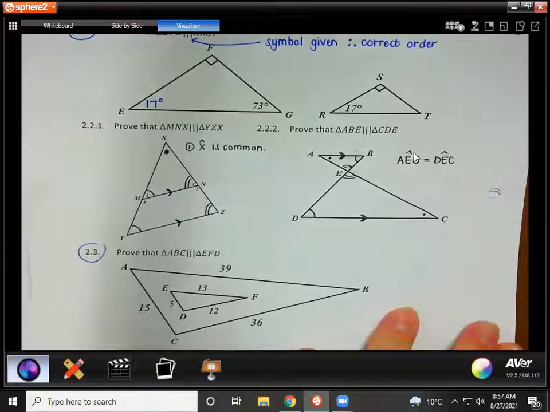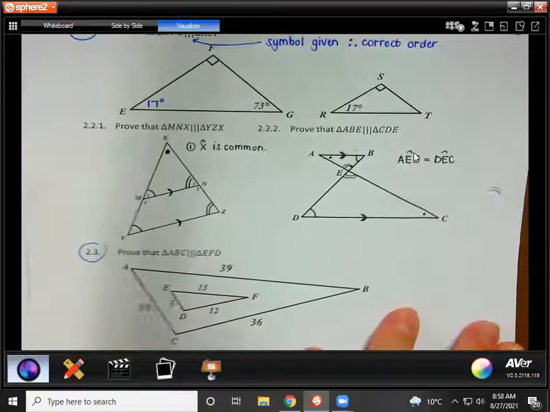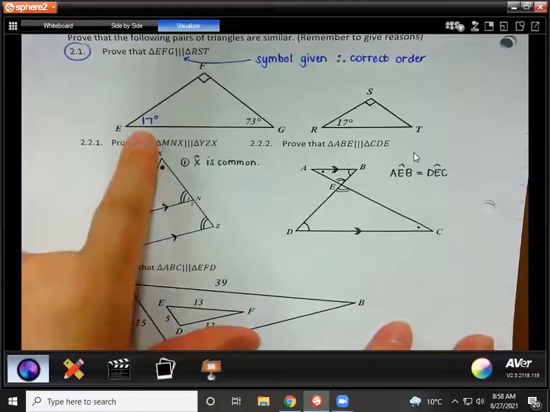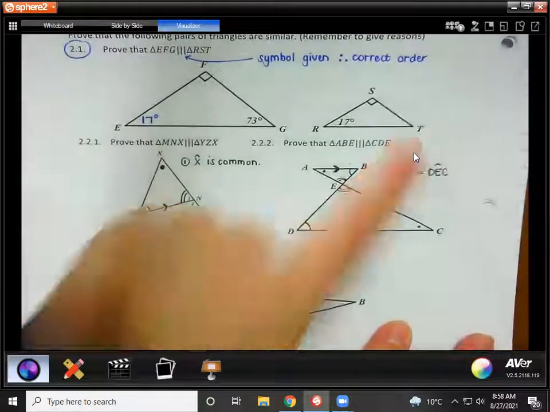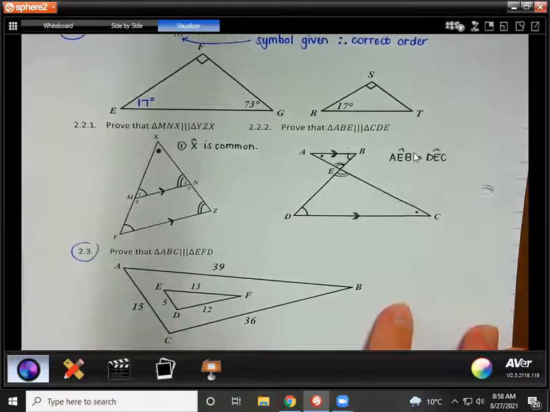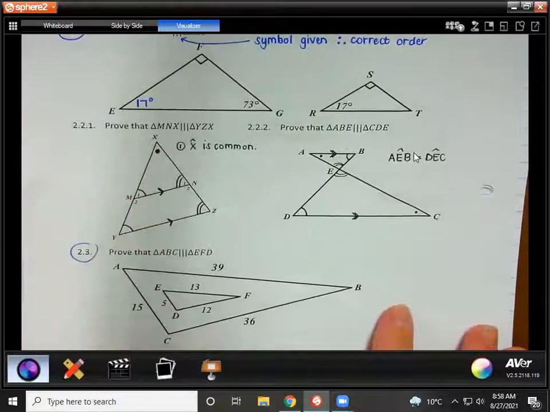They're not actually always going to give you the sizes of the angles, and you can't always calculate the sizes of the angles like we did in this one, where we could actually calculate 17 and 73. Okay, sometimes you need to use geometry knowledge, like vertically opposite angles, like corresponding angles, like alternate angles, in order to prove that these angles are equal.